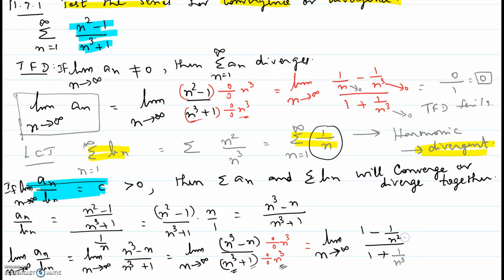So 1 over n square approaches 0, and 1 over n cube approaches 0 as n approaches infinity. So you are left with just 1 over 1, which is positive. This shows that sigma a n and sigma b n behave alike. As sigma b n diverges, sigma a n also diverges by the limit comparison test.